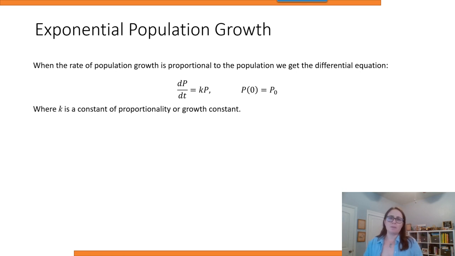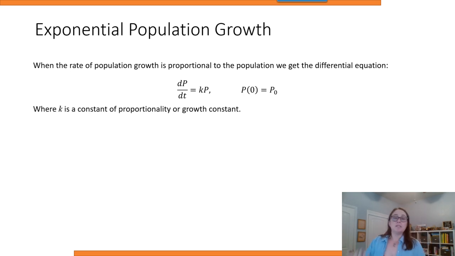So the first type of population growth model that we're going to look at is an exponential growth model. Now this should be kind of familiar to you, although this differential equation itself might not be. When we're talking about a population where the rate of growth is proportional to the population, that's a differential equation that looks like this. Here I have dP/dt equals k times P, where k is some constant of proportionality or growth constant, and P is your population, t is the time here.